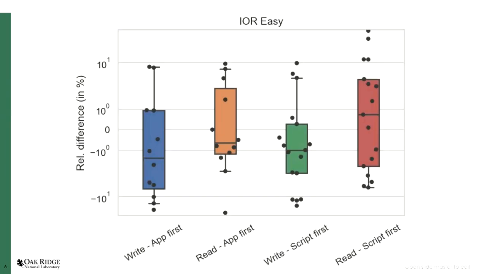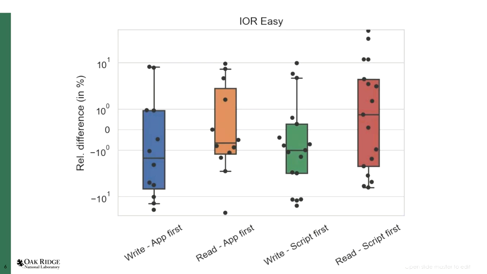We start with IOR easy. Here you see the box plots, and the same numbers, because it's a symmetric log scale from matplotlib. What you see here is IOR easy, write and read, application first and script first. Application first or script first means the order in which we run the application or the bash script, so we separate them to see if this plays an important role. Here, for example, this is minus 10, plus some outliers, and at the top is a 10% difference. Here we have some outliers, which is why I have a log scale. It can go up to, for example, 100 percent.